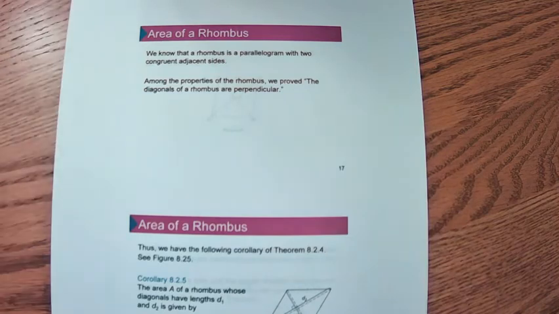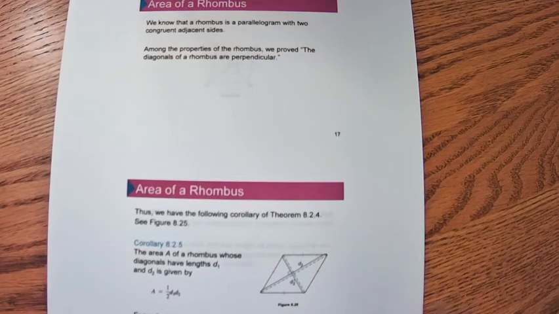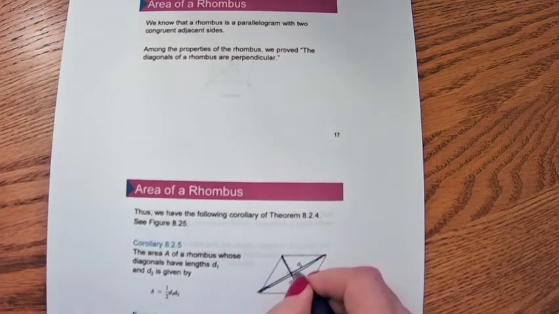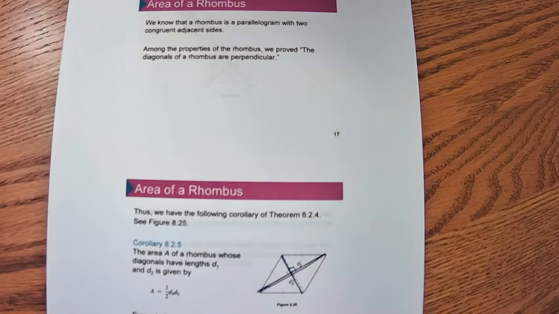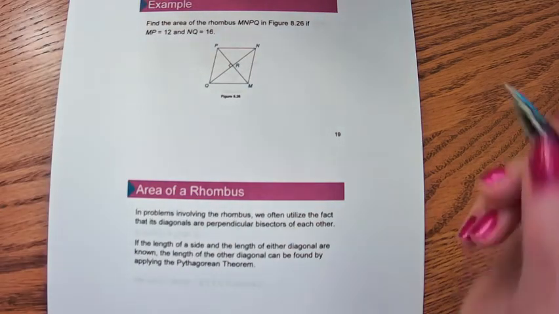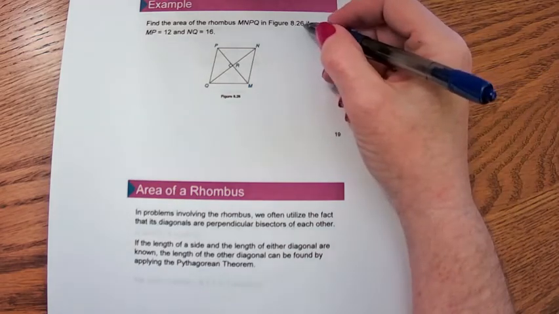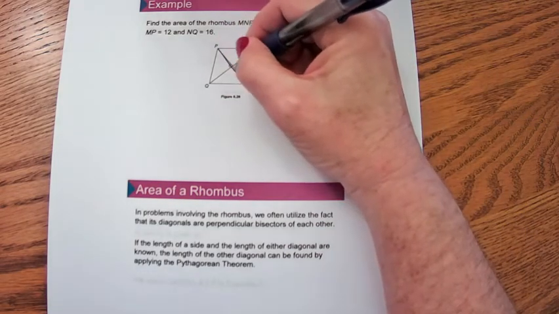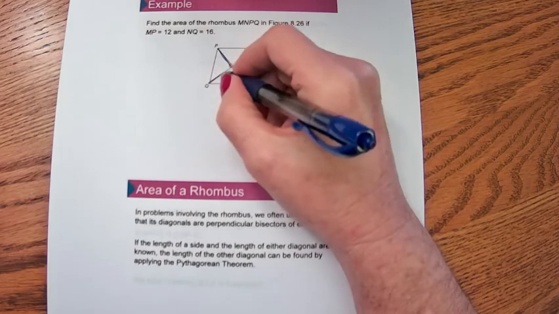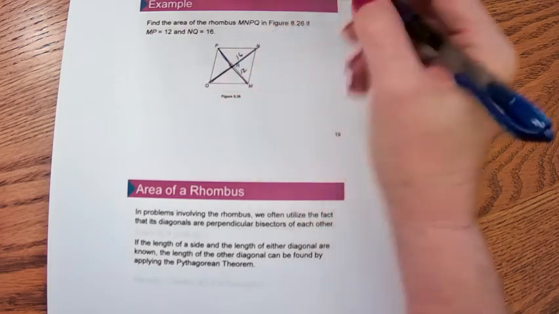So here we have the category of finding the area of a rhombus. Rhombus is one of those shapes. By definition, the diagonal of the rhombus is perpendicular to the other diagonal. So we can use our formula. We actually do have an example here to find the area of this rhombus. And we're told that MP, which is this diagonal, is 12, and we're told that NQ is 16, so the other diagonal is 16.